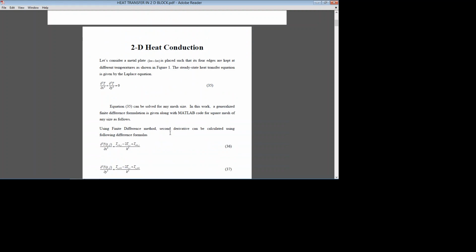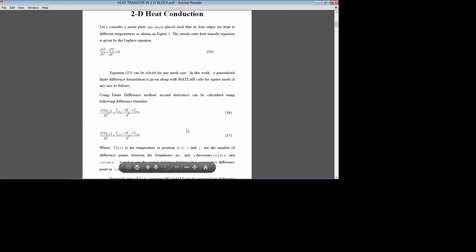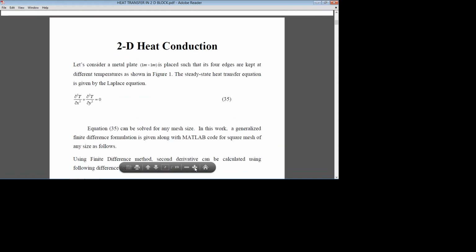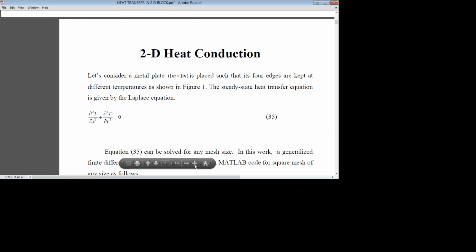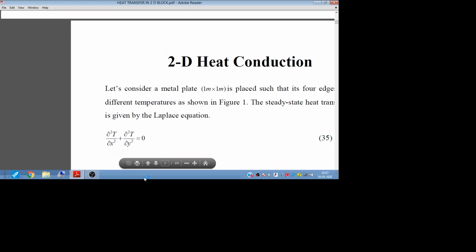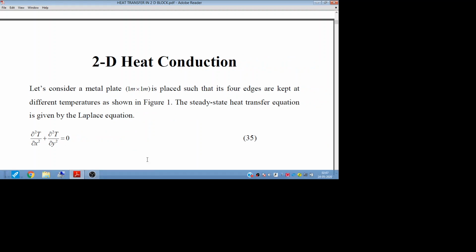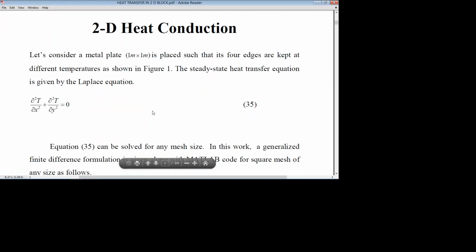Today I am going to explain heat transfer in a two-dimensional metal block. Heat transfer in a two-dimensional metal block is given by the Laplace equation, which has this particular format: del square T upon del x square plus del square T upon del y square.